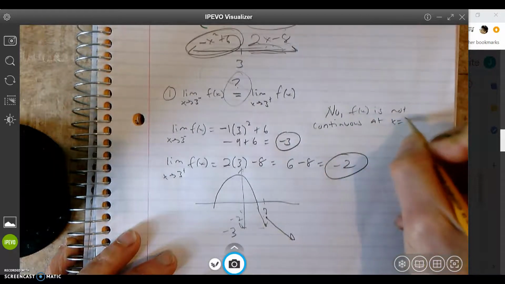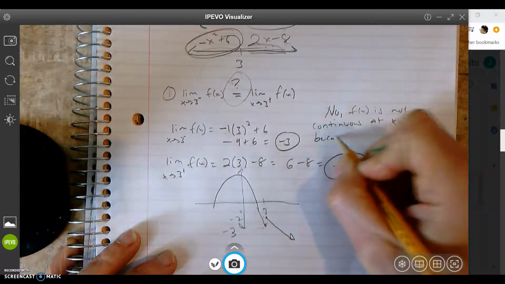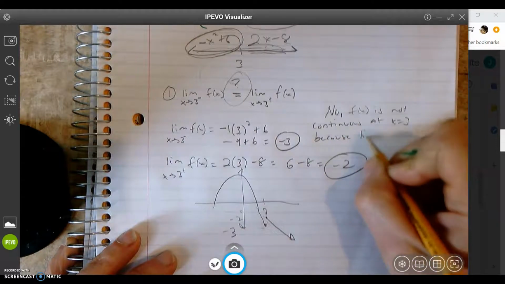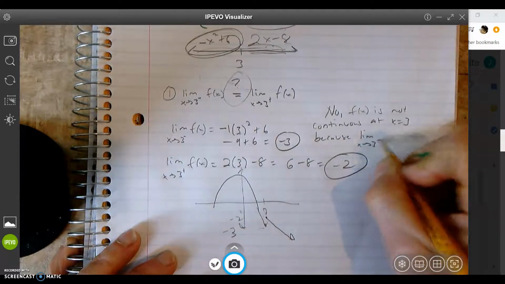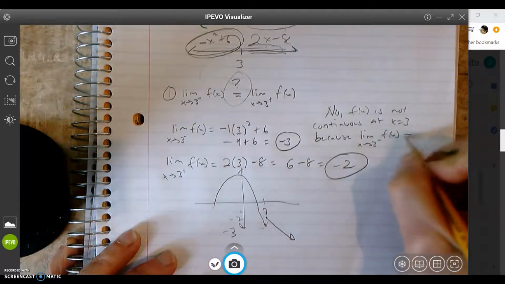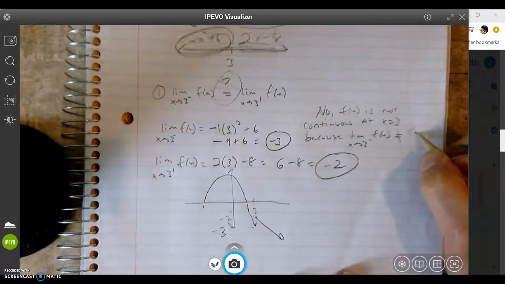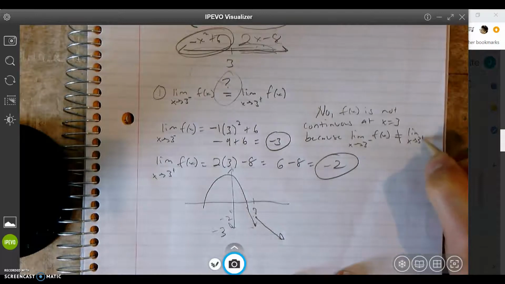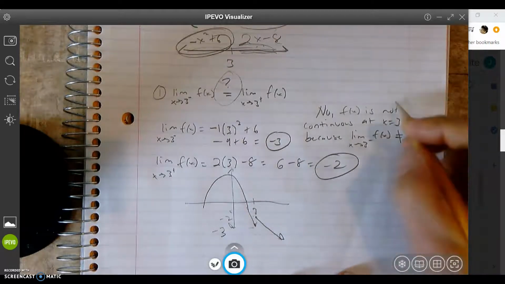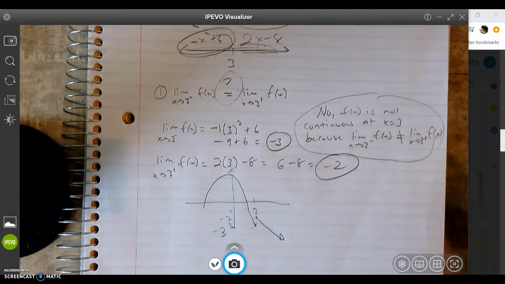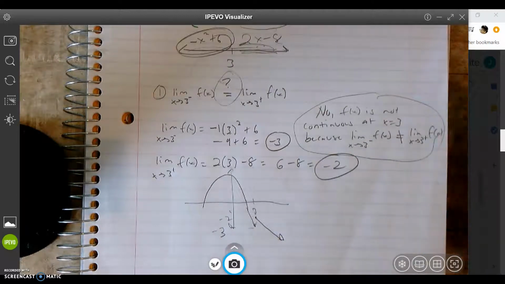at x equals 3 because the limit as x approaches 3 from the left of f of x does not equal the limit as x approaches 3 from the right of f of x. Boom. There's my justification, and here's all my work. There's my proof.